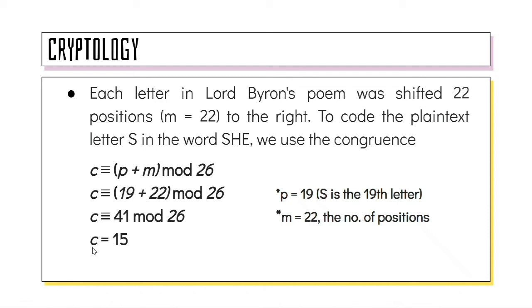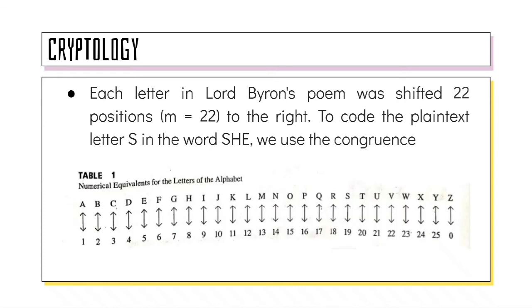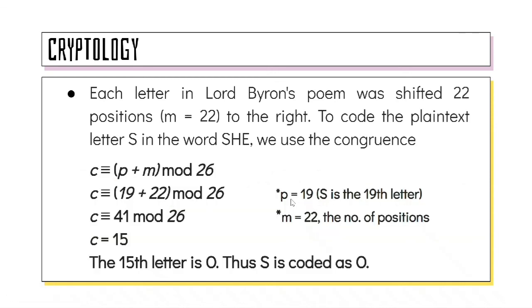the numerical equivalent of the ciphertext letter. Since 15 is our numerical equivalent of the ciphertext letter, looking at the table, it is letter O. The 15th letter is O, thus S is coded as O. Okay? I hope you will be able to follow me, class.